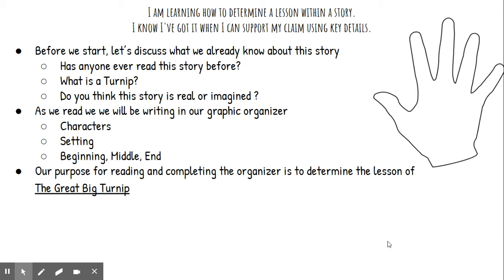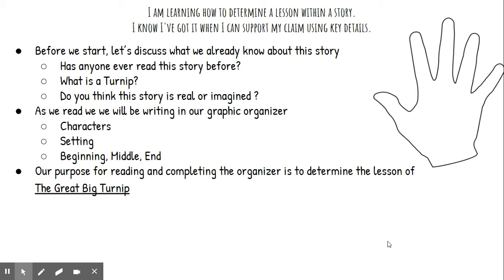Before we read, let's talk about what we already know about our story. We are reading The Great Big Turnip. Have you read this before? It's okay if you've read it before. I always like going back and rereading books. And do you remember what a turnip is? It's that weird vegetable that grows in the ground.